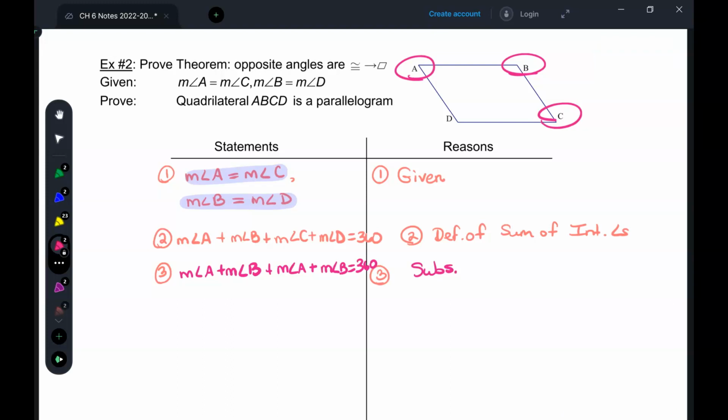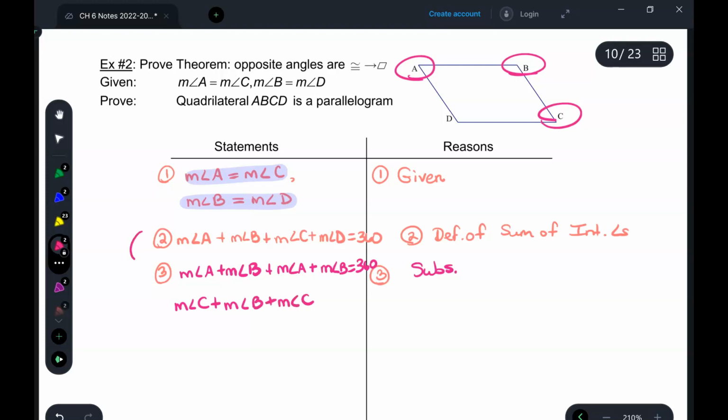Can I do the same thing again, but get everything to be with angle B and angle C? What can I replace A with? C. I'm going to leave the measure of angle B, the measure of angle C. I'm using the same statement a second time, but replacing angle A and angle D. Angle D is equal to angle B. So I'm going to put the measure of angle B equals 360.